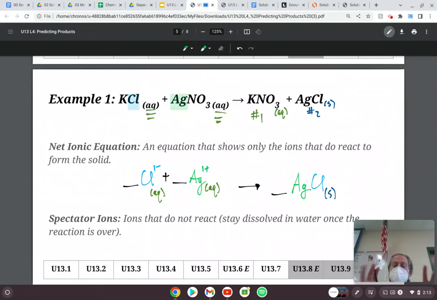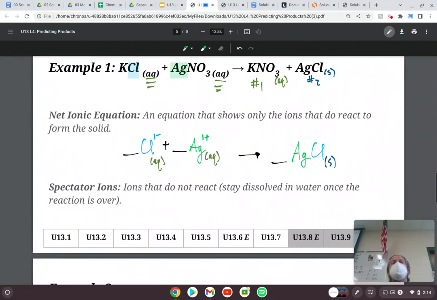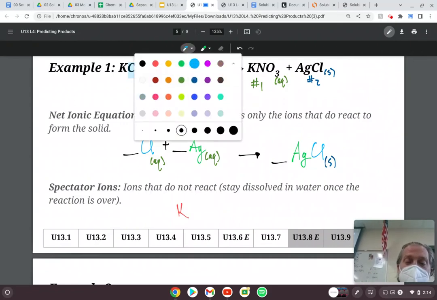So that is your net ionic equation. It's the ions that form the solid, and this one happens to be balanced because it's like 1, 1, 1, right? And then the last thing you have to do is you have to identify who the spectators were. And in this case, the spectators are the ions that are still aqueous in solution after you've identified the solid. So that means that it's going to be a potassium ion and it's going to be a nitrate ion.